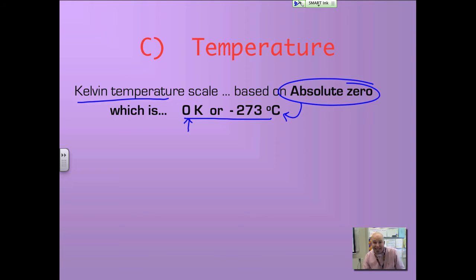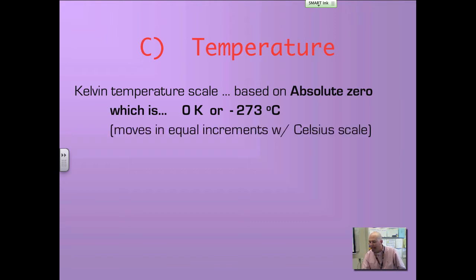If you ever see a negative Kelvin, it is wrong. There's no possibility of having a negative Kelvin. All right, so that's your absolute zero. And what's important and what's cool about temperature in terms of Kelvin and Celsius is that they move in equal increments. If you go up 10 degrees in Kelvin, you're going up 10 degrees in Celsius. If you go up 100 degrees in Celsius, you go up 100 degrees in Kelvin as well.